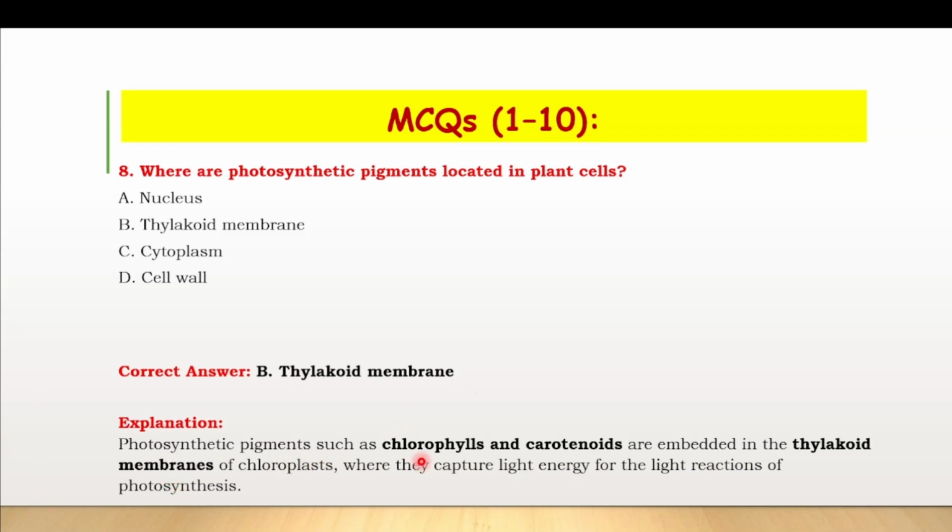Photosynthetic pigments, such as chlorophylls and carotenoids, are embedded in the thylakoid membranes of chloroplasts, where they capture light energy for the light reactions of photosynthesis.